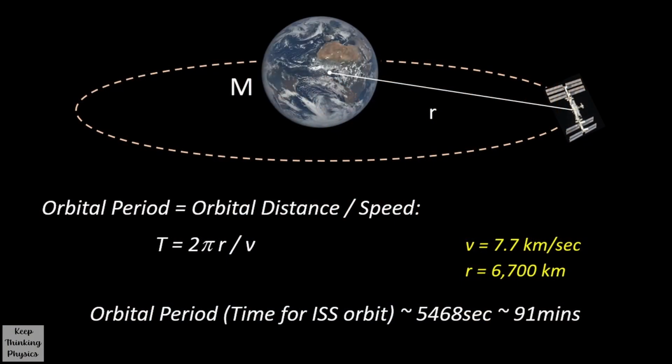Now, if the ISS is orbiting at a distance r from the center of the Earth, then the length of one orbit is simply the circumference of a circle with radius r, that is 2 pi r. So knowing the speed allows us to calculate how long it takes for the ISS to complete one orbit around the Earth. We know that speed is distance divided by time, so we can work out the time for one orbit as being the orbital distance, 2 pi r, divided by the orbital speed. And this time works out to be just over 90 minutes.